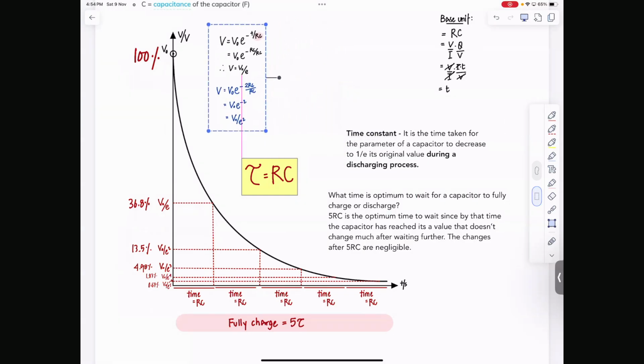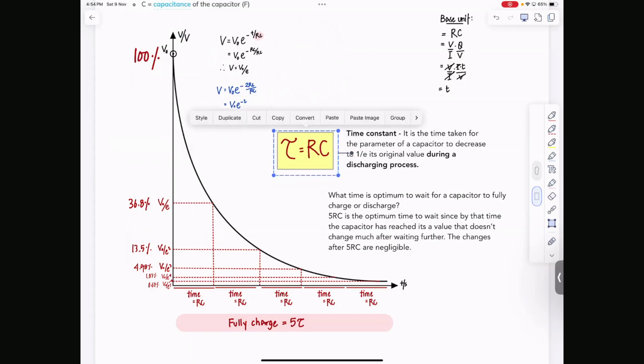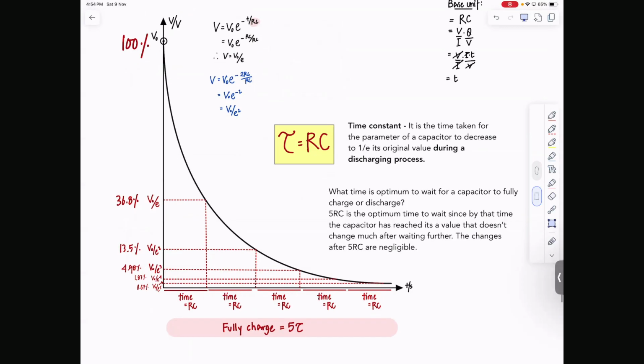So yeah, waiting 6 tau, 7 tau is no problem, I just gave you a heads up earlier. But my question is, why should you wait? It's already discharged in terms of practical application, right? So there's no need.